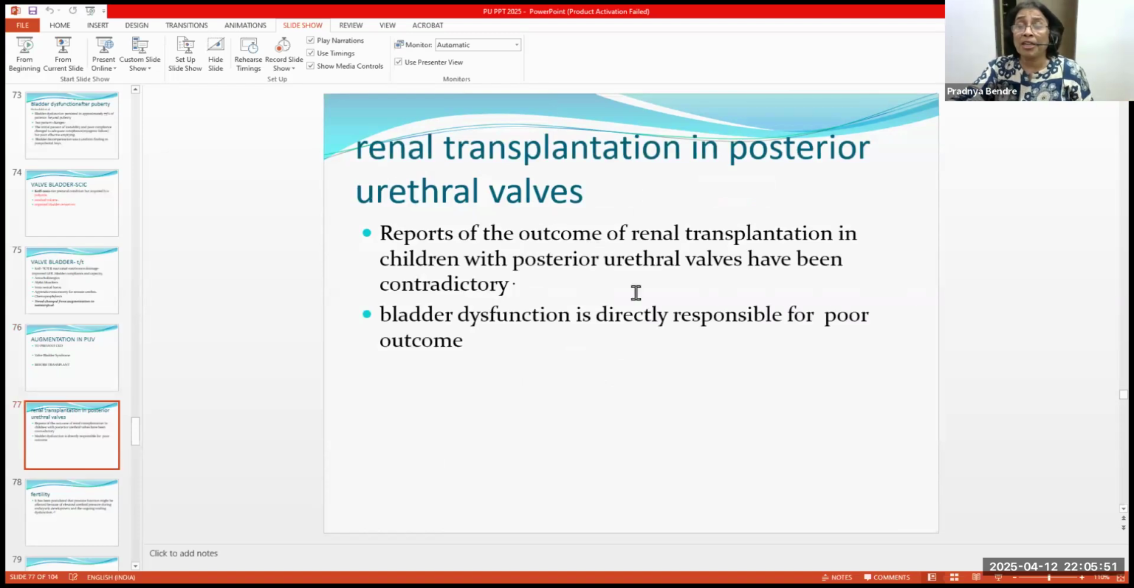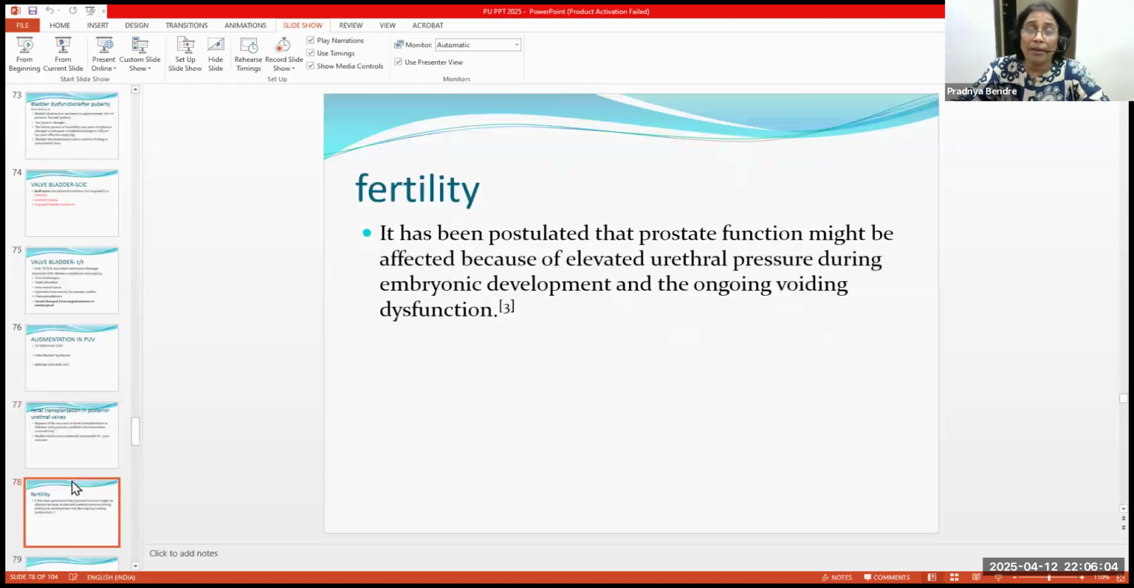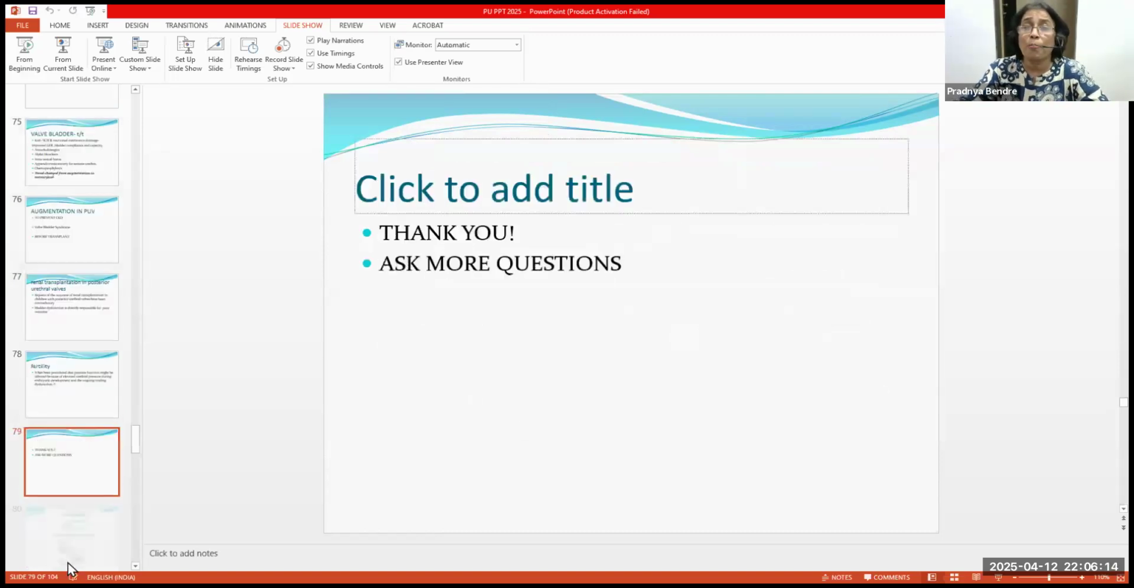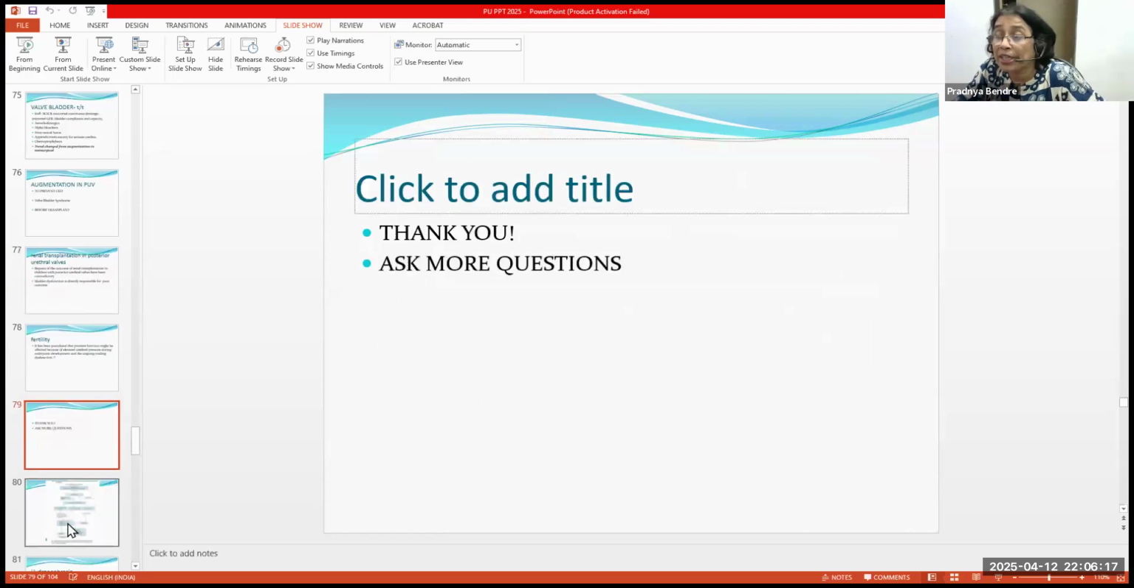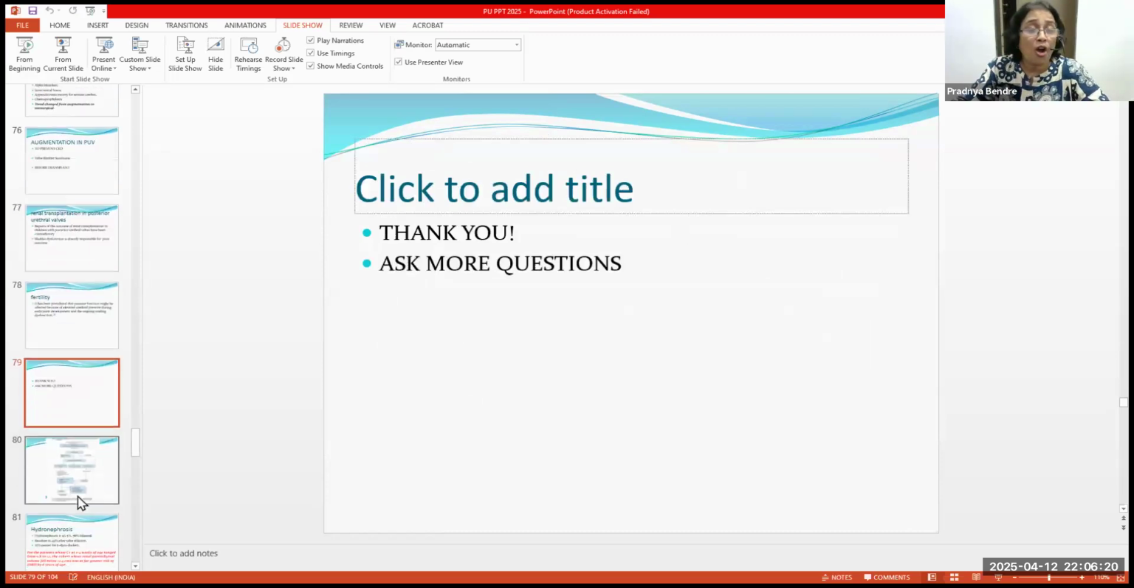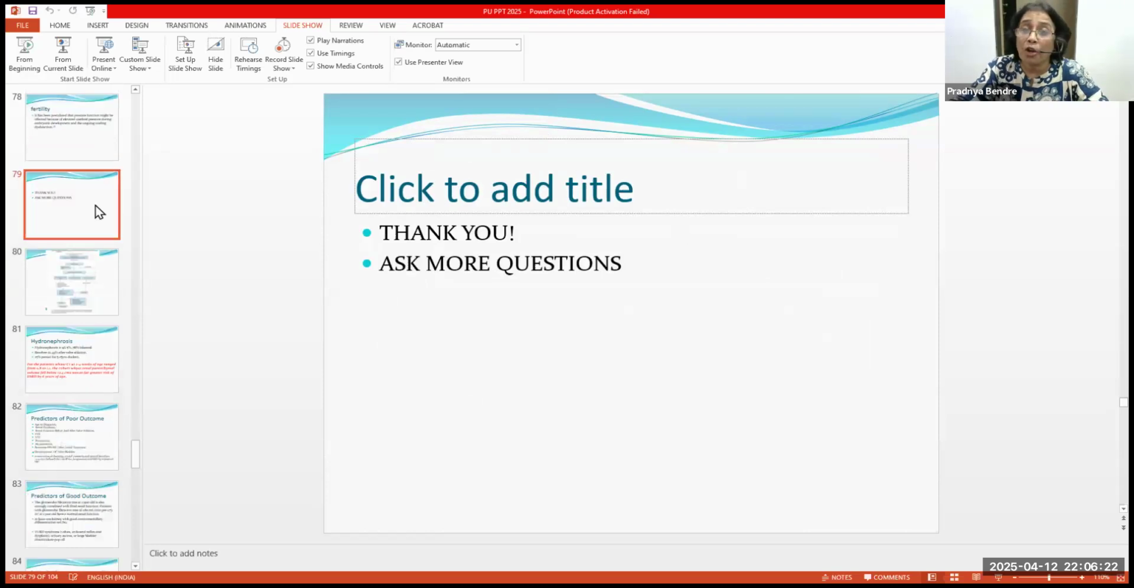Now, the role of renal transplantation in posterior urethral valves. Again, as long as the bladder is not stabilized, the outcome of renal transplantation is going to be guarded. But if we are able to stabilize the bladder, the transplant will have equivalent outcomes. On long-term follow-up, fertility is compromised in these patients. If I have some more time to talk, there are multiple things we can talk about. Otherwise, we stop now, and if we have any questions, we can discuss them.